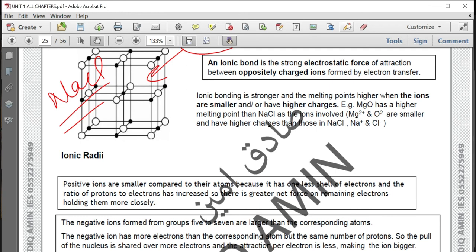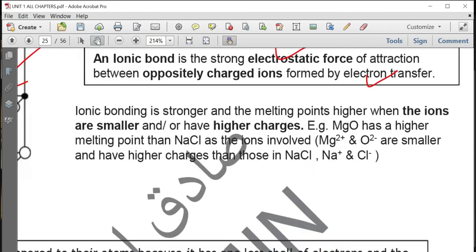Now the properties of the ionic bonds. An ionic bond is actually a strong electrostatic force of attraction between oppositely charged ions formed by the electron transfer. Ionic bonding is stronger and the melting and boiling points are higher when the ions are smaller. Yesterday we discussed this point.